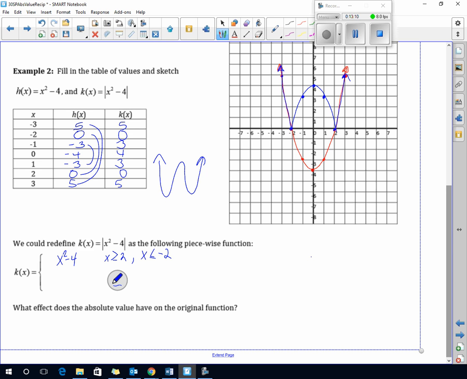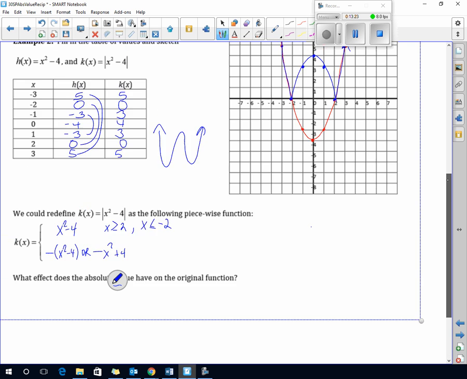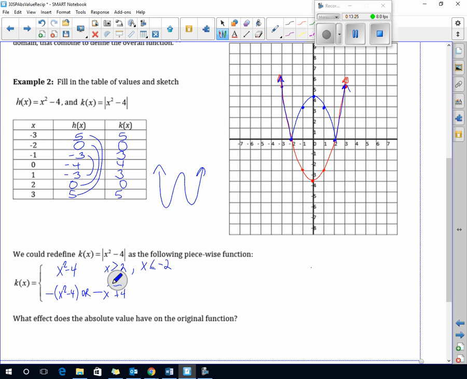-x squared plus 4. Does everybody see that? It's actually -x squared plus 4. It's the basic parabola that got shifted up and it's upside down. So when you say a reflection, it's actually reflecting this whole function, which means it's both the x squared and the 4. Yes?